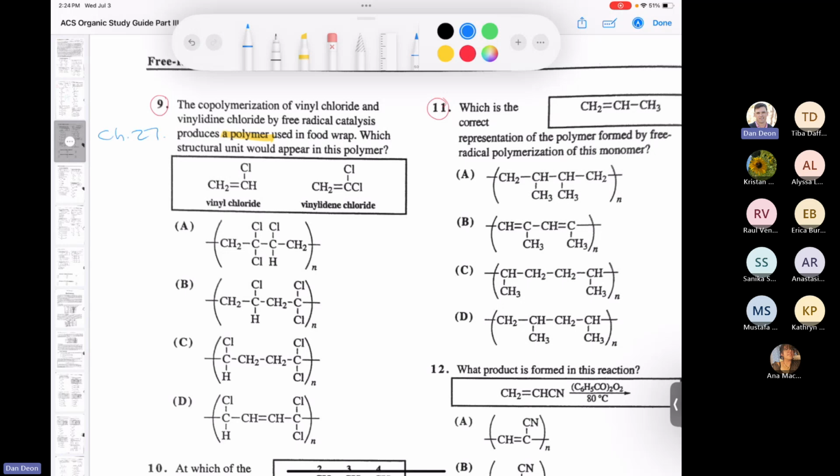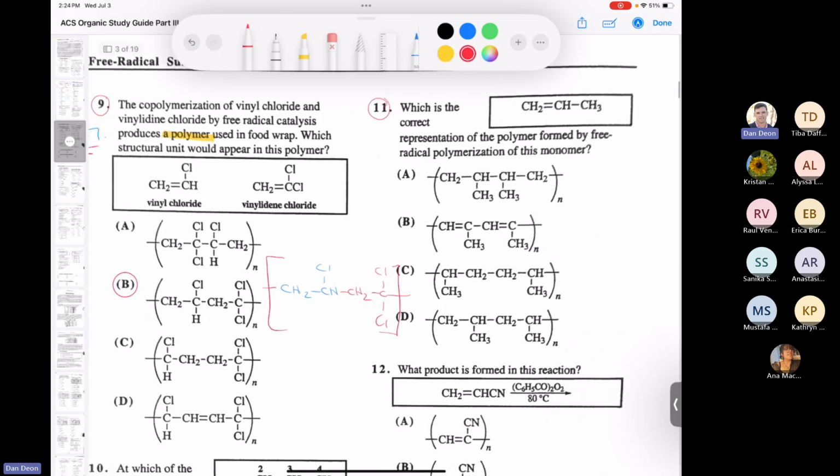So if you remember, what we do is we take the vinyl chloride, the CH2, CHCl, we get rid of the double bond. Then we put the vinylidene chloride, CH2, there we go. And then that would be the structure of our polymer. So we look through each one of these and we try to find it. And you can see that it is B, as a matter of fact, that is the structure of our polymer. Okay, so this is, again, chapter 27 chemistry.